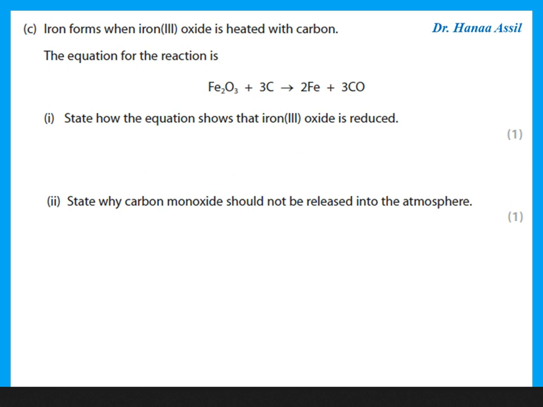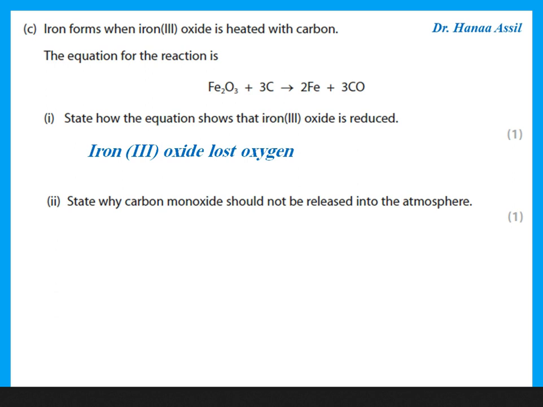Iron forms when iron 3 oxide is heated with carbon. The equation for the reaction is this. State how this equation shows that iron 3 oxide is reduced. Why do we say that the iron 3 oxide is reduced? Because it has lost oxygen.